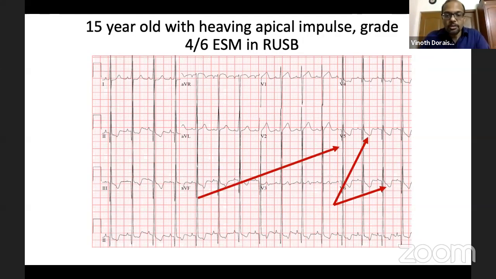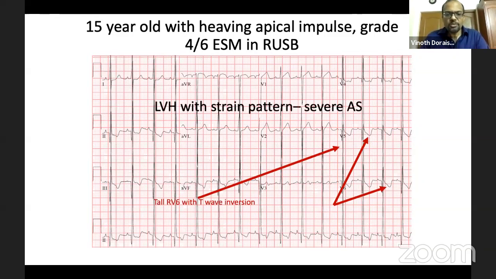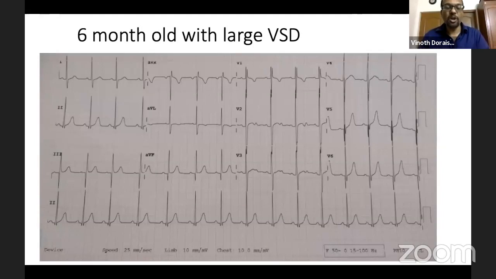Immediately you see that there's a deep S wave in V1 and a tall R wave in V6, along with T wave inversion and ST depression. So ST-T changes are there. This patient has left ventricular hypertrophy with a strain pattern. When you have left ventricular hypertrophy along with these ST-T changes, it's called a strain pattern. This gives more significance to the severe aortic stenosis, and treatment needs to be done quite soon, more so than if the ST-T changes were not there.